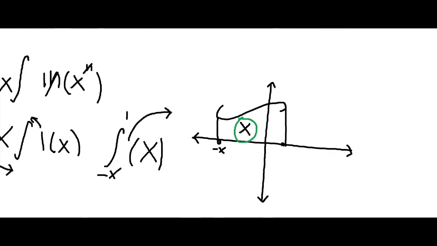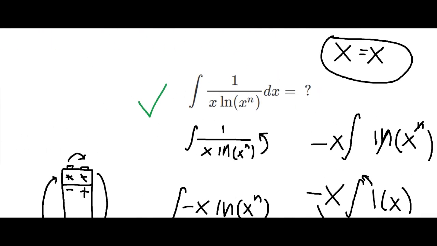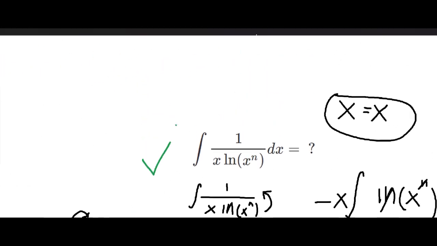So is this equation true? That means, yeah, it's true. When we look at the graph, we see that x is x, and x is the area for x, the area under the curve. So yeah, this is a true equation.